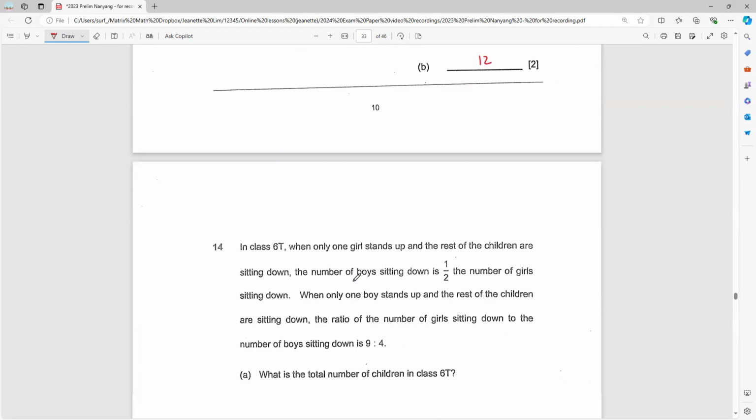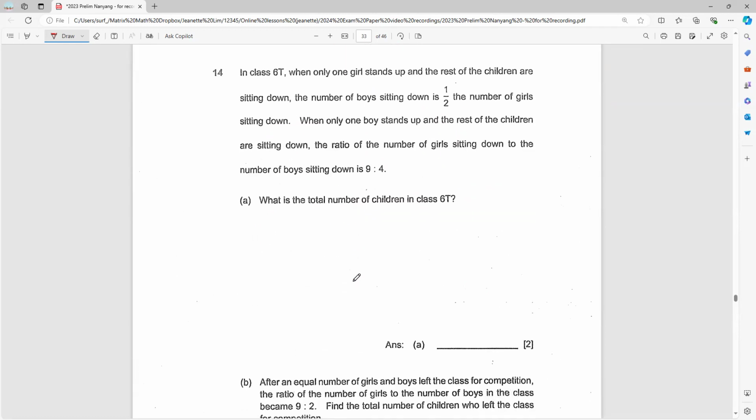Okay, question 14. In class 6O, when only one girl stands up and the rest of the children are sitting down, the number of boys sitting down was half the girls sitting down. When only one boy stands up and the rest of them sitting down, the ratio of the girls sitting down to the boys sitting down was 9:4. So what is the total number of children in class 6O?